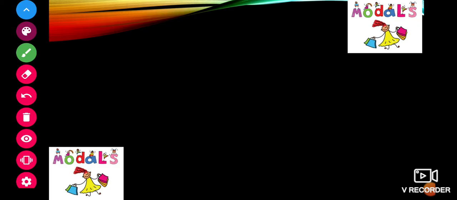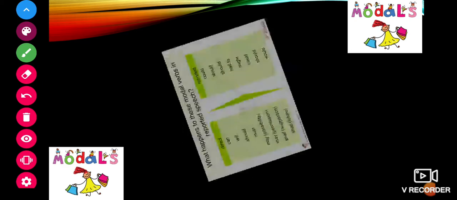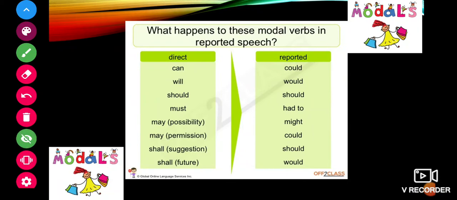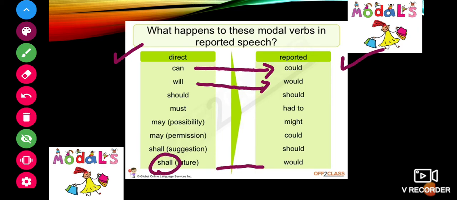Now let us look at modal verbs and let us see how modal verbs change from direct speech to indirect speech. Here we have two columns. The column on the left refers to direct speech. The column on the right refers to indirect speech. Can changes to could. Will changes to would. Shall also changes to would if shall is used for future tense.